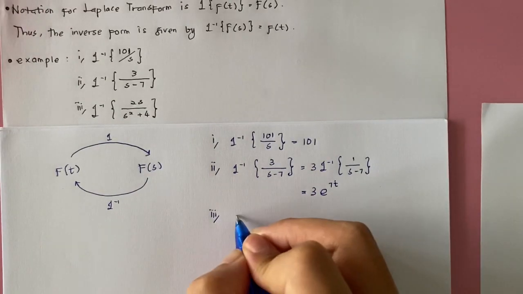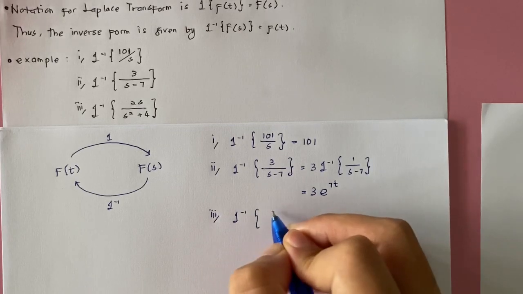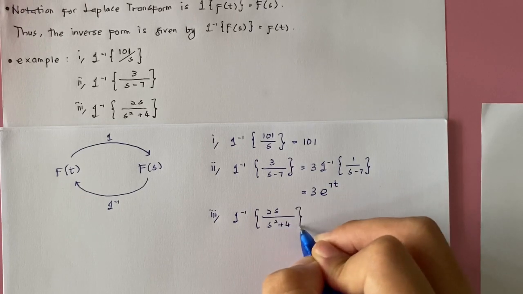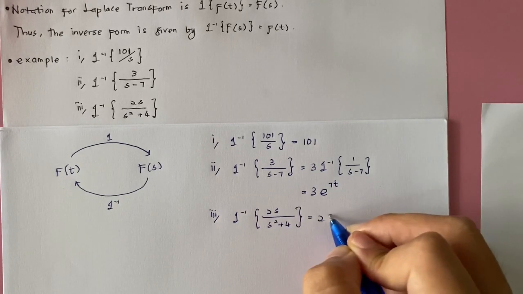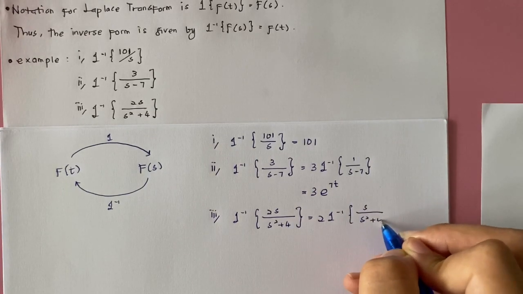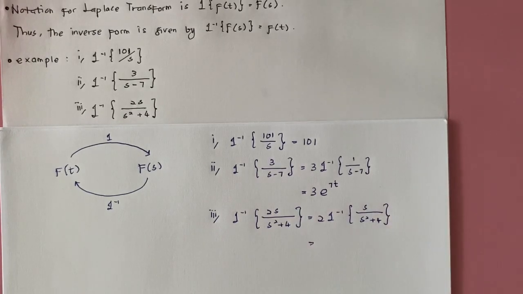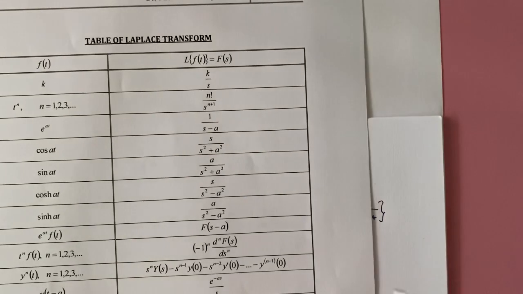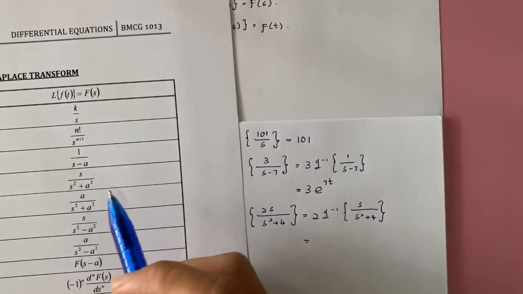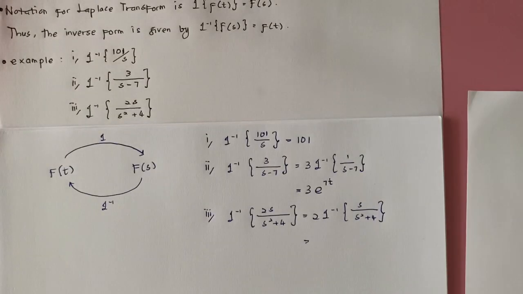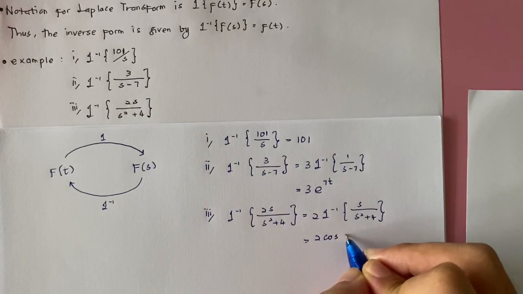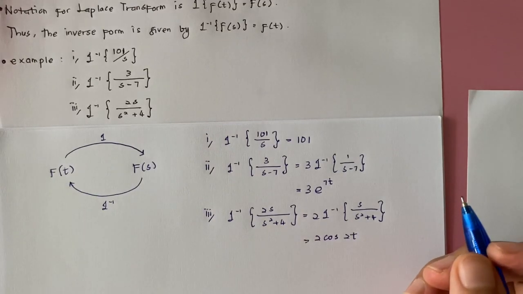Now move to the third example. Try to find the inverse Laplace of 2s over s squared plus 4. So this becomes 2 times inverse Laplace of s over s squared plus 4. From the table here, it looks like cos at, where our a is 2. So for this example, our f(t) is 2 cos 2t.